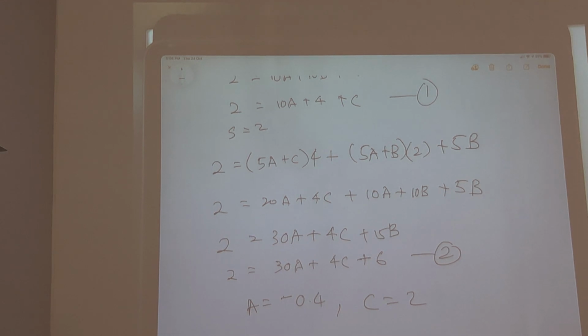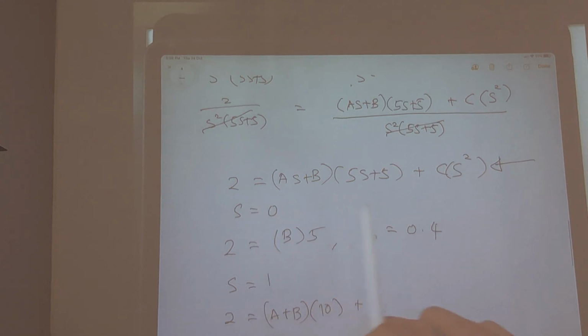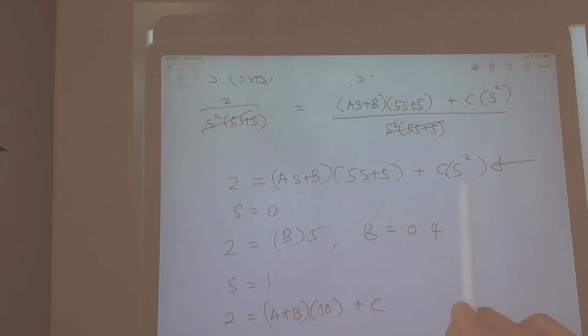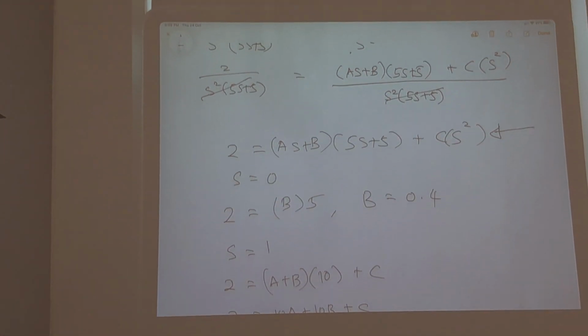Where is 2B? Is it 10B or what? 2, correct. This one. Back to this equation. When S equal to 2, right, is 2 times 2A plus B multiply 10 plus 5 and then 2 power 2 is 4C, right? This is what I have.